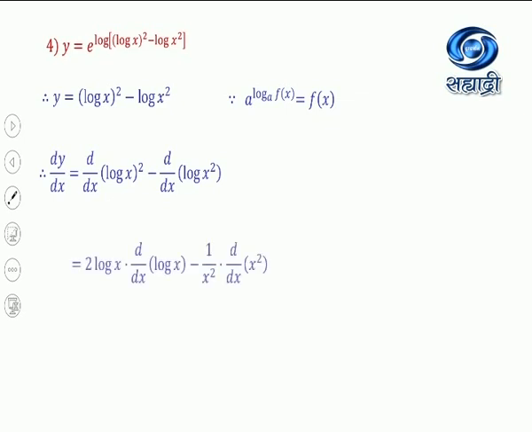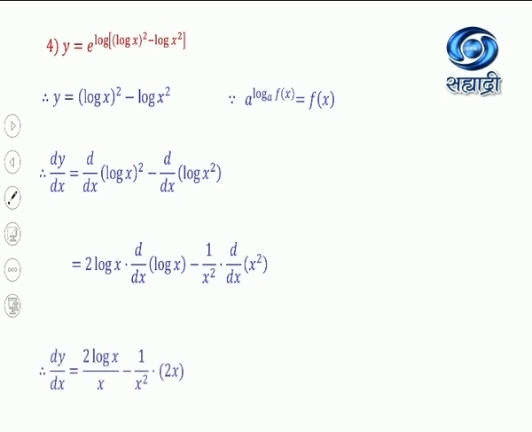And now our next step is, see here, you know very well derivative of x raised to n is n into x raised to n minus 1. So derivative of (log x)² equals 2 into log x into derivative of log x by using the chain rule. Derivative of log x is 1 upon x. Derivative of log of x² is 1 upon x² into derivative of x².